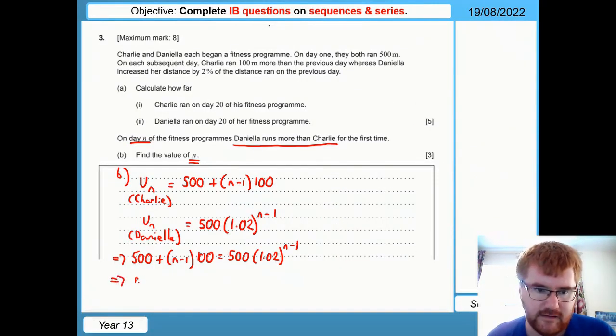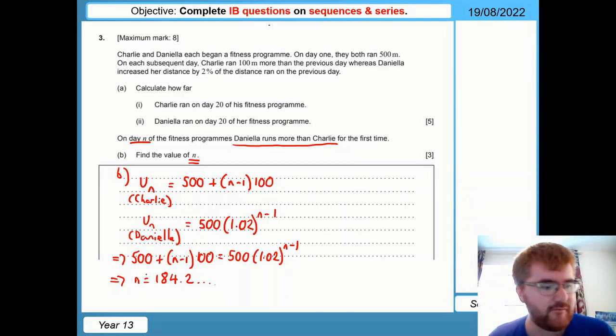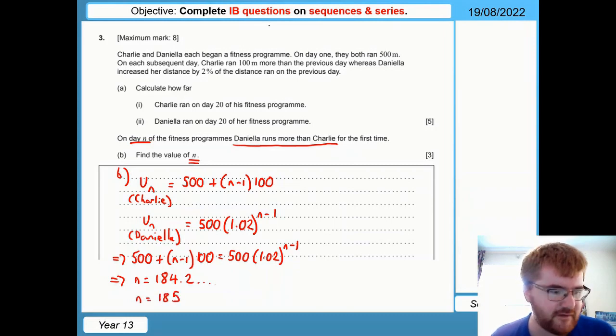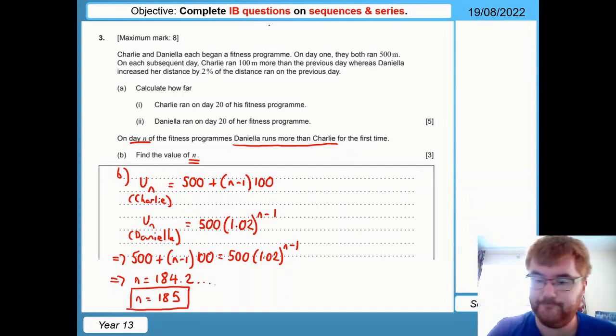So therefore n is equal to 184.2. But as I underlined here earlier, we're working with distinct days. So we don't talk about half a day or a quarter of a day, we talk about distinct days. So again, we need to round upwards because we want to know when Daniela runs more than Charlie. On day 184, Charlie is still running more than Daniela. So this is why we round upwards. This is a really important concept. And so it's going to be after 185 days instead. So just be careful with that very last fact.